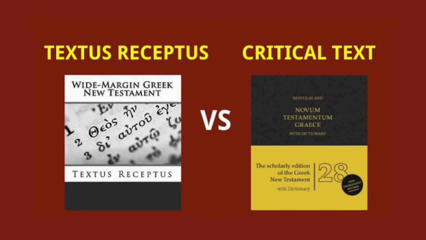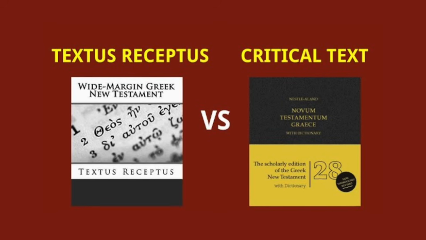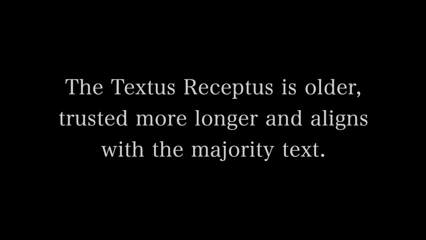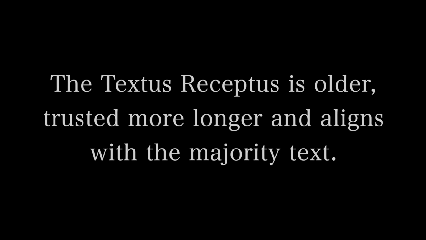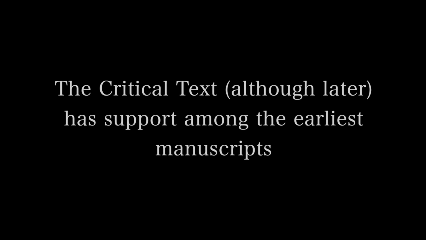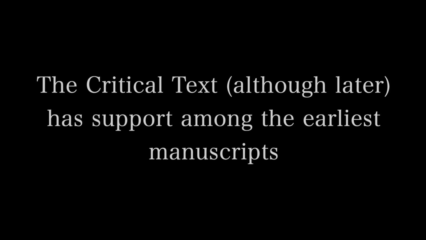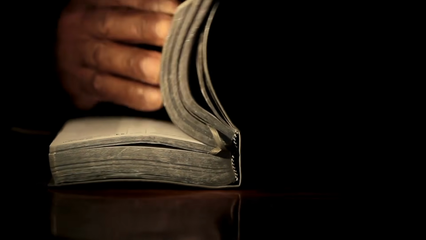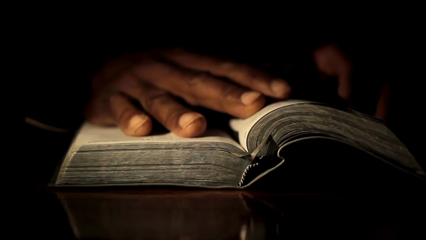And this is the major difference between the Textus Receptus and the critical text. The Textus Receptus is older, was trusted more longer, and aligns with the majority text, while the critical text, although later, has support from the oldest manuscripts we have. This video is not to convince you which side to join. If anything, this video is to urge you to consider both sides because it's worth it. However, to be transparent, I personally favor the reading of the Textus Receptus.